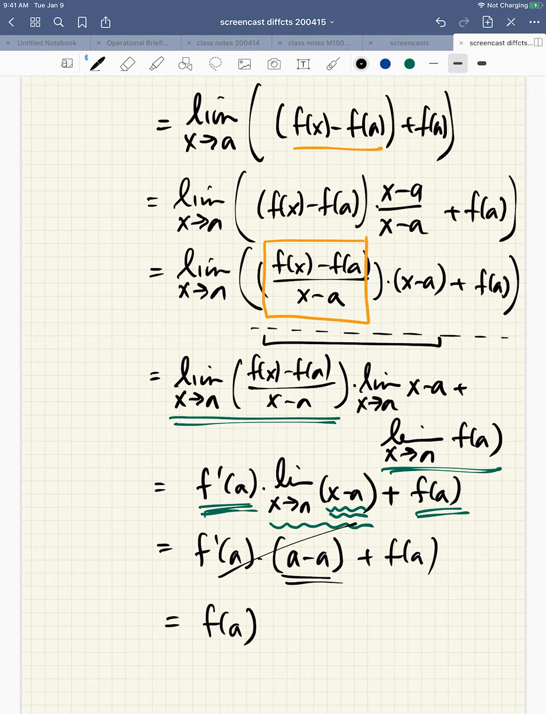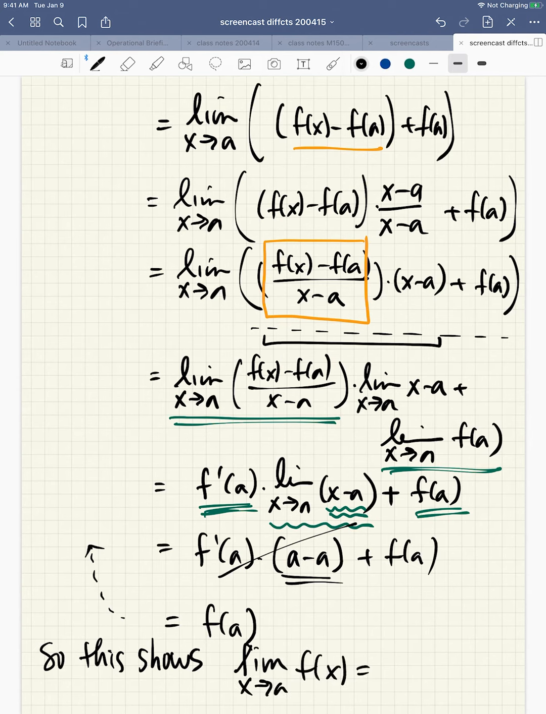So if you trace these equalities back, you'll see I've just shown that the limit as x goes to a of f of x equals f of a. And that's what I was trying to prove. If a function's differentiable, then it's continuous. That's the end. Let me know if you've got questions.